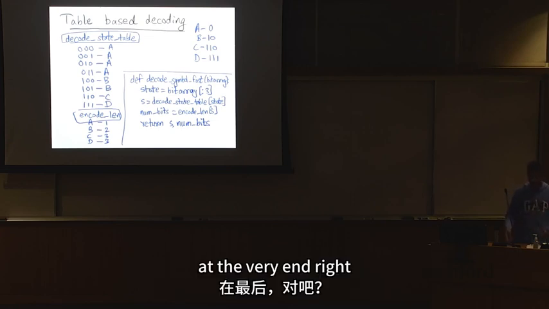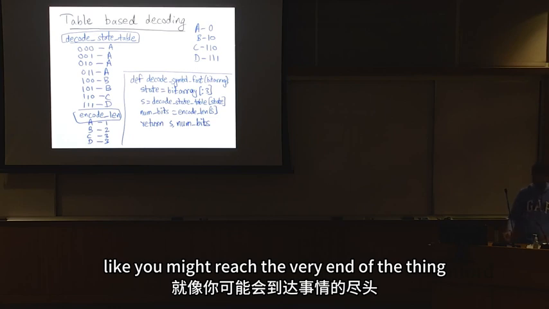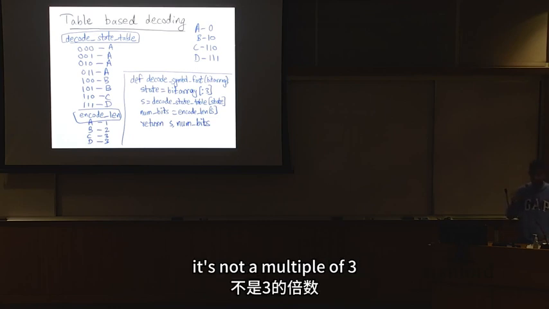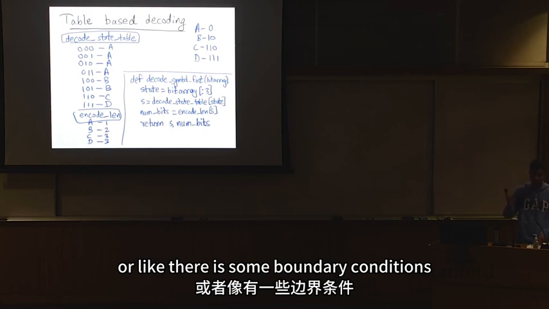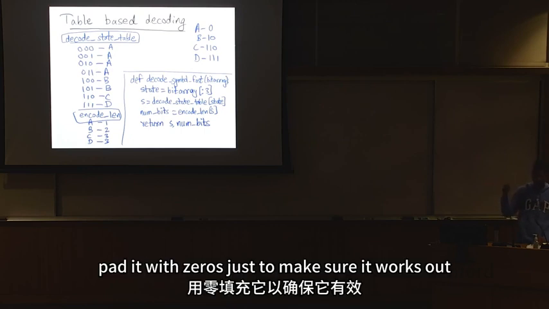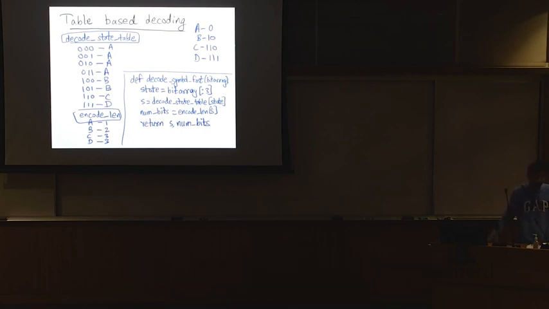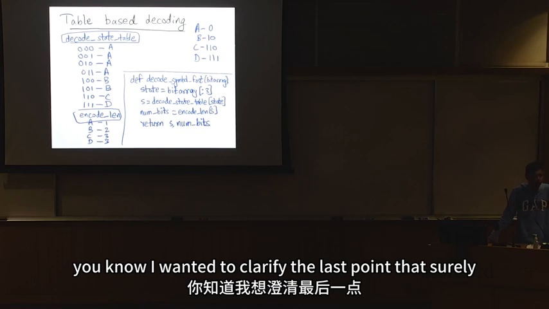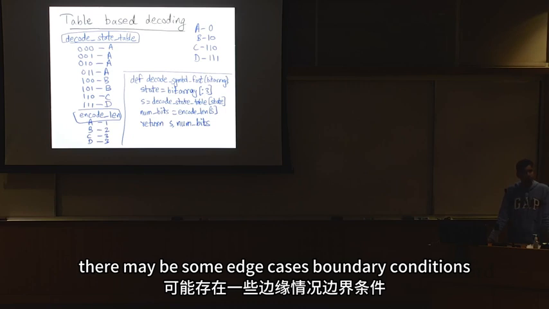At the very end, you might reach a point where the length is not a multiple of 3, or there are some boundary conditions. So you can pad it with zeros just to make sure it works out. I wanted to just clarify the last point: sure, there may be some edge cases and boundary conditions.